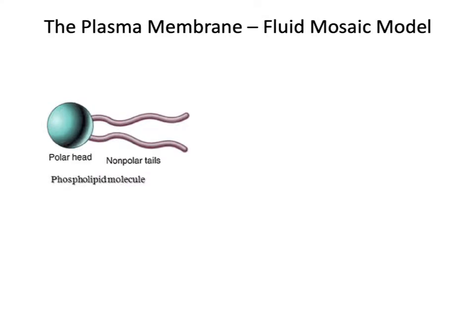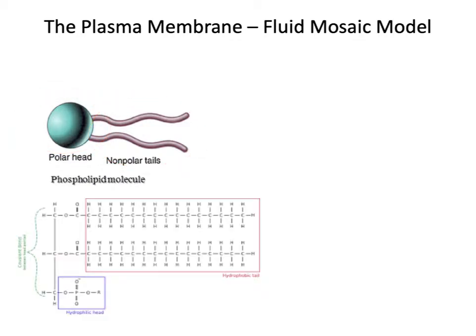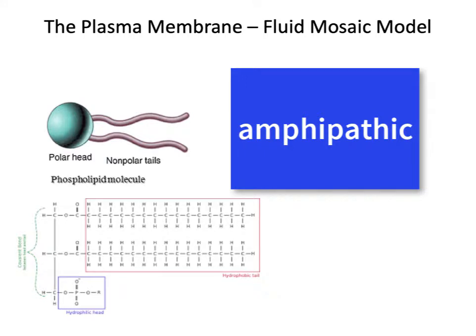The plasma membrane is made primarily out of phospholipids. Remember from our macromolecule study that a phospholipid is a molecule that contains a phosphate head and two fatty acid tails. Taking a closer look at the structure of this molecule, you can see that the phosphate head has a negative charge, so it is polar. The tails are just long chains of carbons and hydrogens, so the tails are nonpolar. Our phospholipid molecule is therefore what we call amphipathic. One portion is hydrophilic and one portion is hydrophobic.